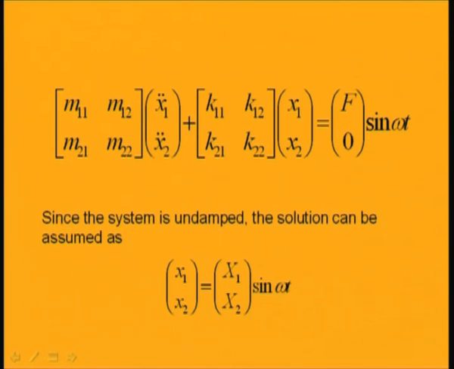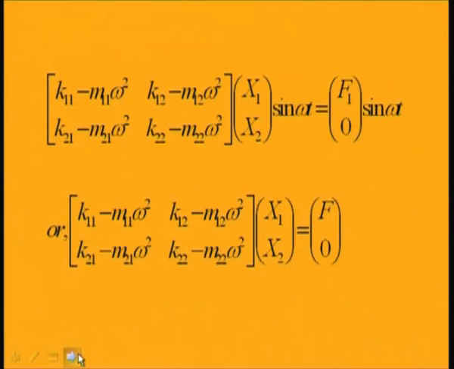Here M11, M12, M21, M22 are the elements of the mass matrix, and K11, K12, K21 and K22 are the elements of the stiffness matrix. You already know from the single degree of freedom system that when you apply a sinusoidal force, the response also will have the same frequency, in the form of sin omega t. So I can assume the response in this form: x1, x2 equal to capital X1, capital X2 times sin omega t. If I substitute this solution in the equation, it reduces to this form.